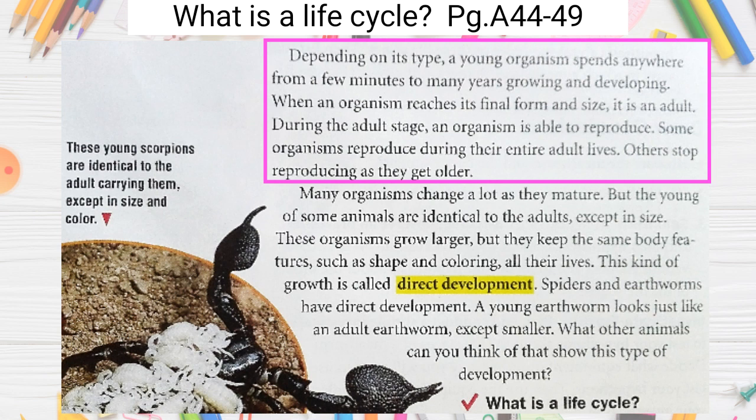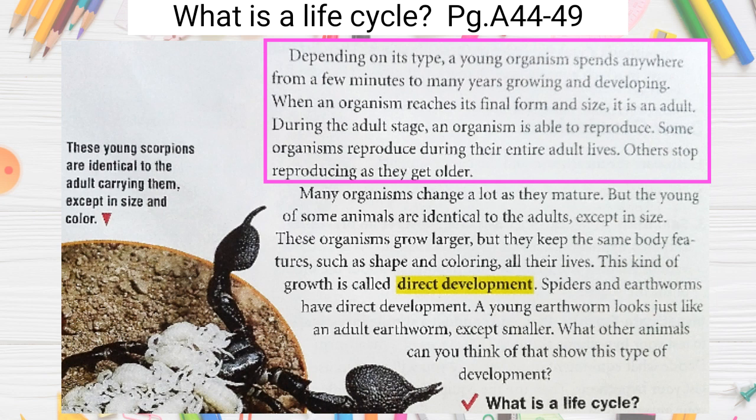Depending on the type, a young organism spends anywhere from a few minutes to many years growing or developing. This means that a living creature might need only a couple of minutes to adapt and live for itself, to some years or many years to finally be able to live on its own. When an organism reaches its final form and size, it's an adult. However, some animals, for example, can live alone while still babies.